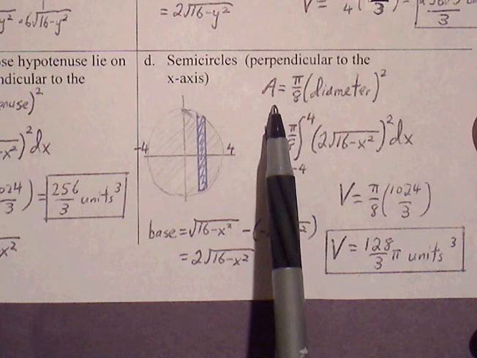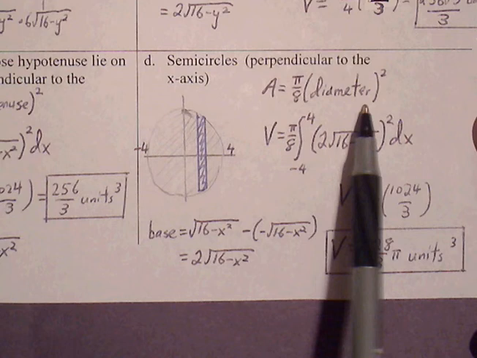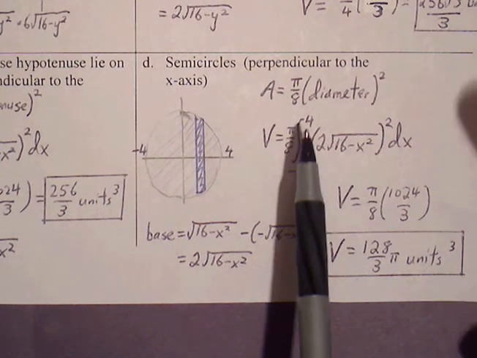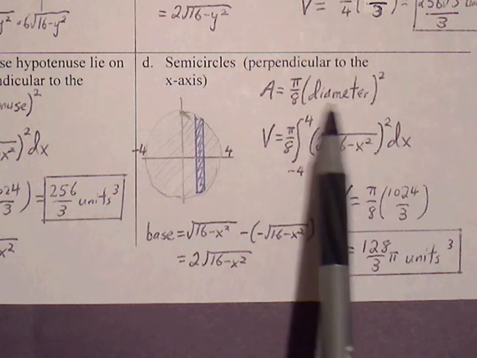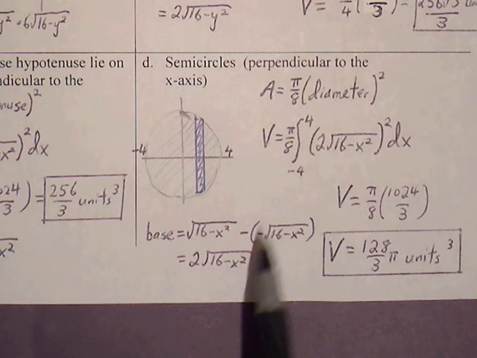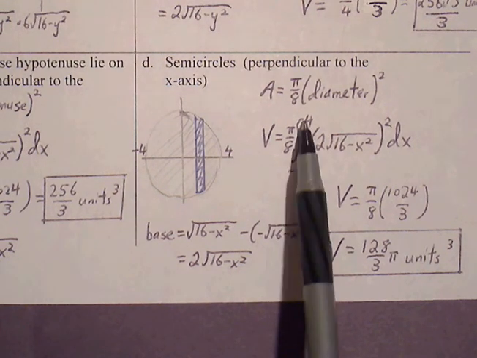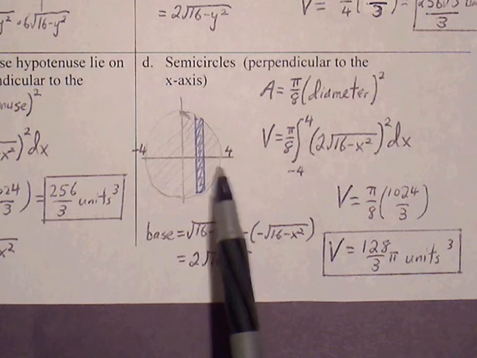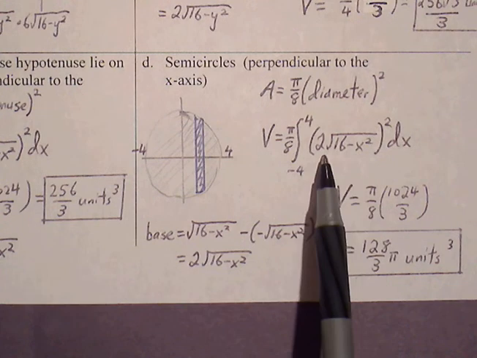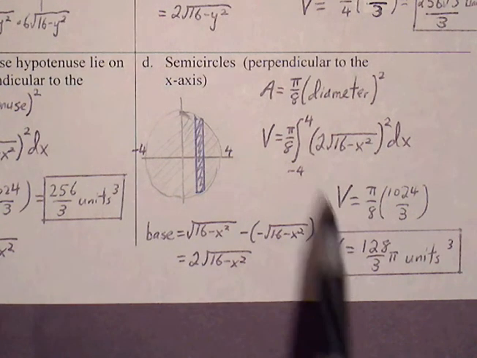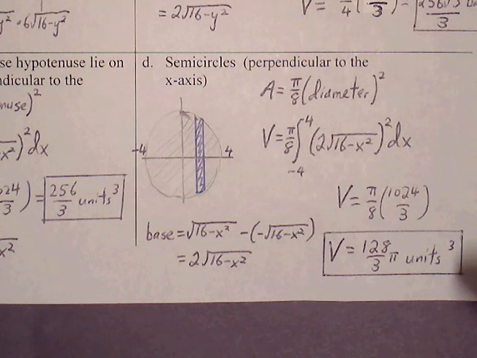So our area, using diameter to arrive at the area of a semicircle, is pi over 8 times diameter squared. And then replace diameter with 2 root 16 minus x squared. Pull the pi over 8 out. We're going to go from -4 to 4 as the bounds, the furthest left x value to the furthest right x value. And again, like before, this will produce 1024 over 3 multiplied by the coefficient pi over 8, and that reduces to be 128 over 3 pi cubic units.